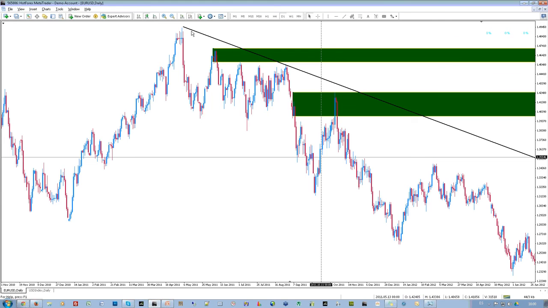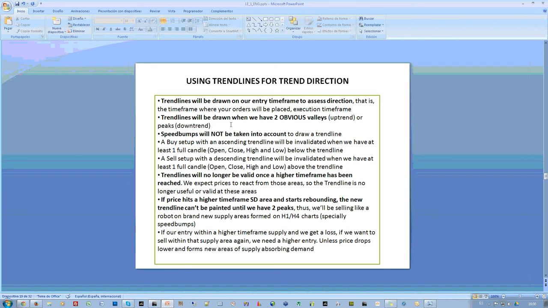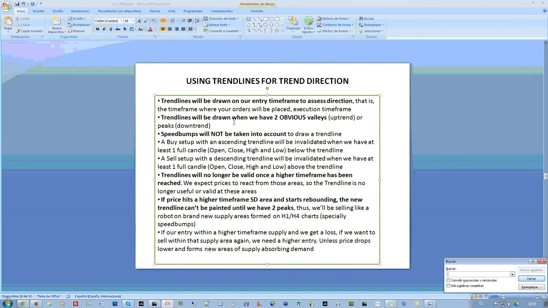This is a daily chart, okay? And this trend line is telling me that I just have to sell. I have to sell, if price breaks above with a full candle, as explained over here. Trend lines will no longer be valid once a higher time frame area has been reached. Well, that's another thing. Be solidly broken.